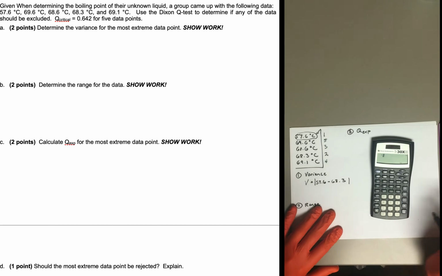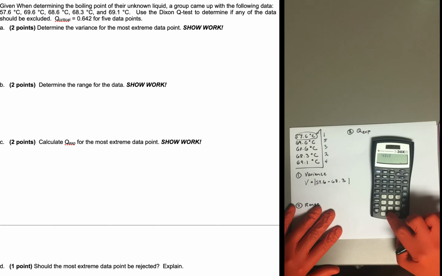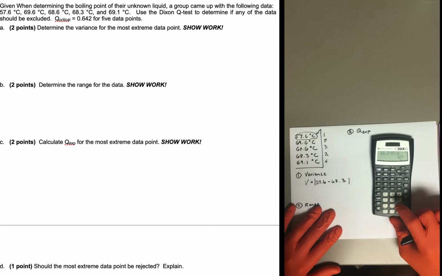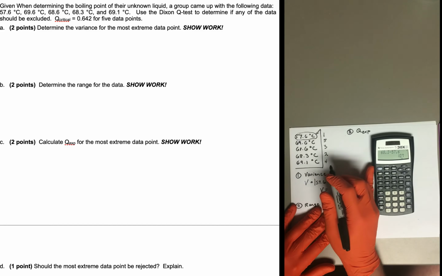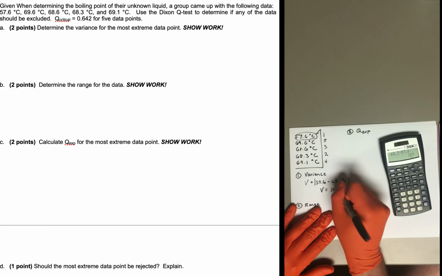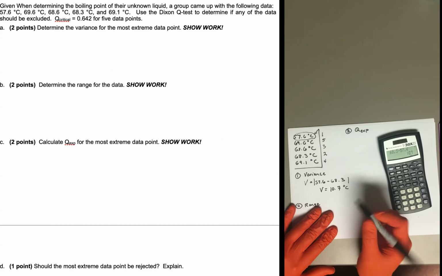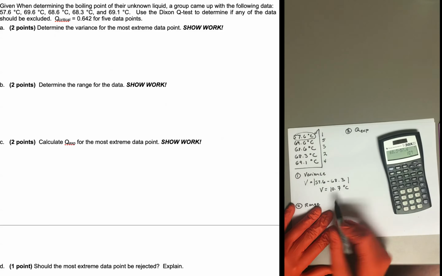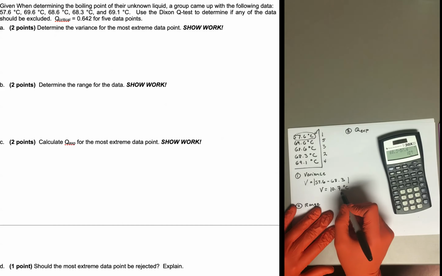So now let's go ahead and take this difference, and notice that it's the absolute value, so I'm just going to take the positive of it. So I can do 68.3 minus 57.6. All right, and the number that I get out of this is my variance, and that is 10.7, okay? And I would have to include the unit in there, okay? So that is my number, and it has the appropriate number of significant digits, all right?